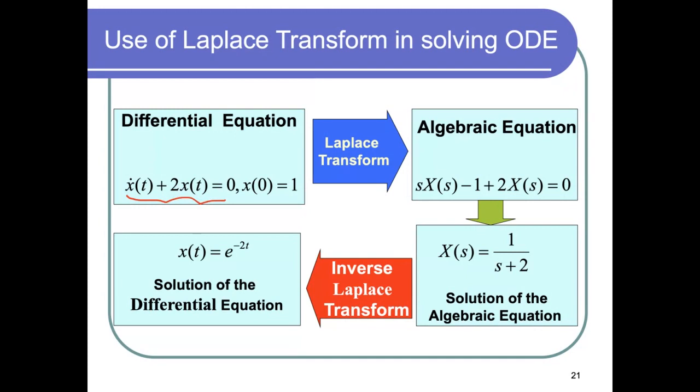Just to give you an idea, if I have this differential equation, x dot plus 2x equal to 0, where the initial condition is 1, then the solution is this. Maybe for this one it's obvious, but it's not always obvious to go from this side to this side.